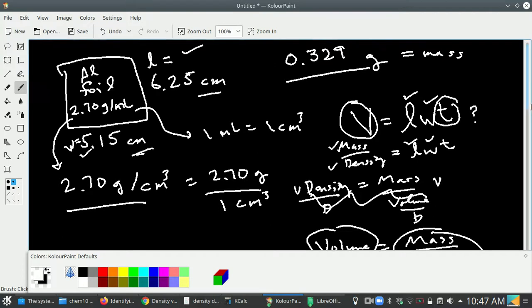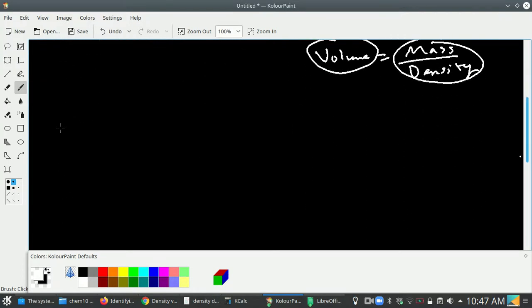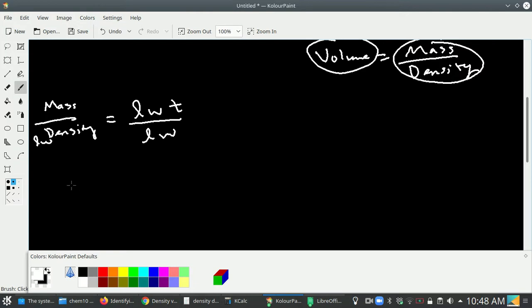I'm going to do it a little more neatly down here. So mass over density equals length width T. I'm going to solve this for T by dividing both sides by length width. Length width goes in the bottom, right? So now we have mass over length width density equals T. All right, so that's great.